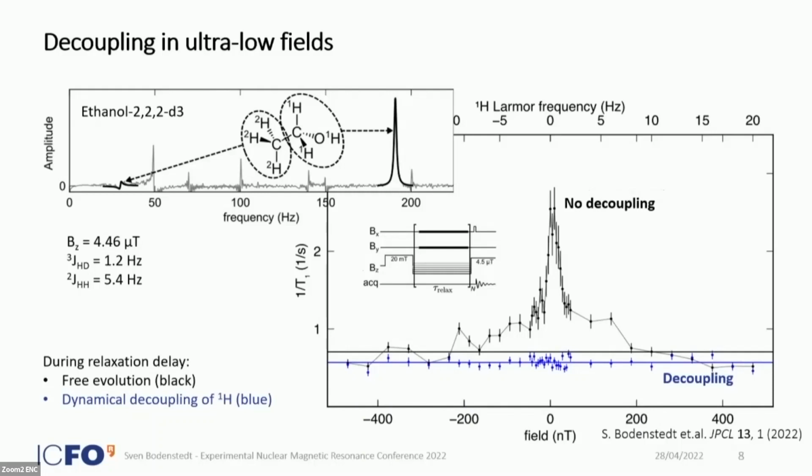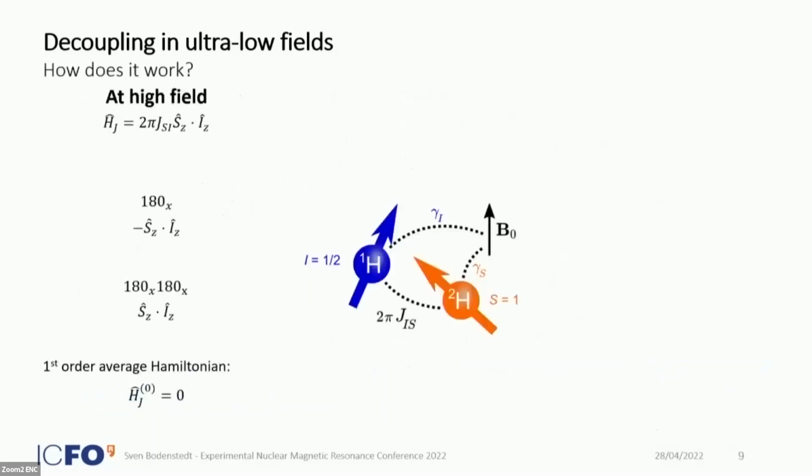If you apply a decoupling sequence during the free evolution, during the relaxation delay, then you can efficiently get rid of that coupling. The question is, how do you do that? At high field, that is well known as a quite simple task. You just have to look at the J coupling Hamiltonian, and you see that if you flip one of the spins, either the S or the I spin, and repeatedly do a sequence of pi pulses and average the Hamiltonian to the first order, then you effectively get rid of that term.